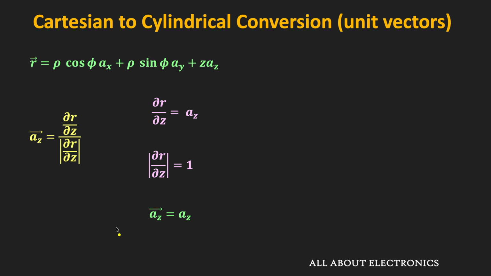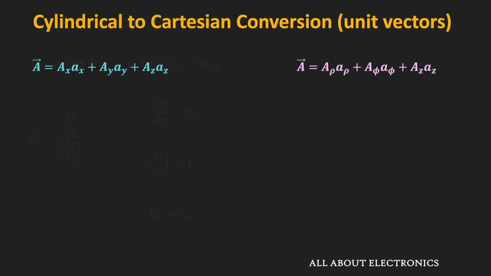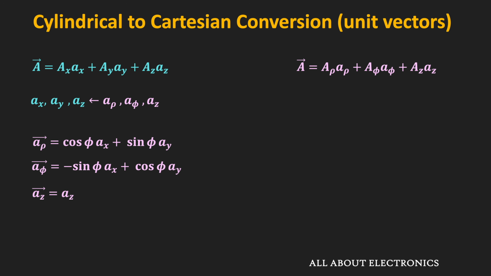And in this way, we got the unit vectors a rho, a phi and az in terms of the ax, ay and az. So similarly, now let us see the other way around and let us find out the unit vectors ax, ay and az in terms of the unit vectors a rho, a phi and the az. So here, since we already know this relationship, we will find the unit vectors ax, ay and az with the help of the projection method. And in that, first we will find the unit vector ax.